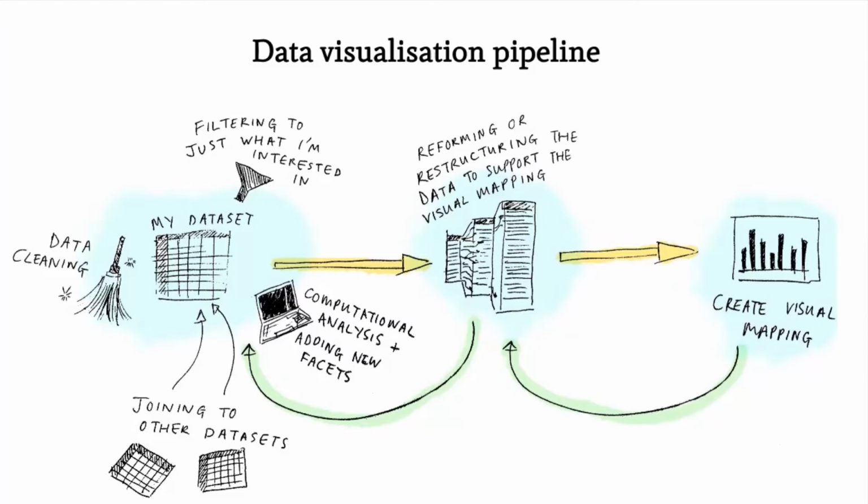And then, having prepared our data, we'll be able to create a visual. And again, you see I've got these swooping arrows underneath the pipeline, because it's not necessarily all step 1, 2, 3, made visuals. You may realize that you need to go back and do some more data preparation that you hadn't realized when you started.